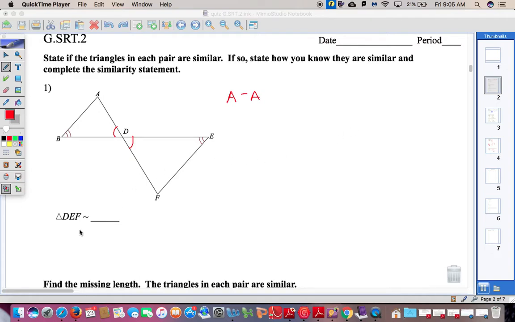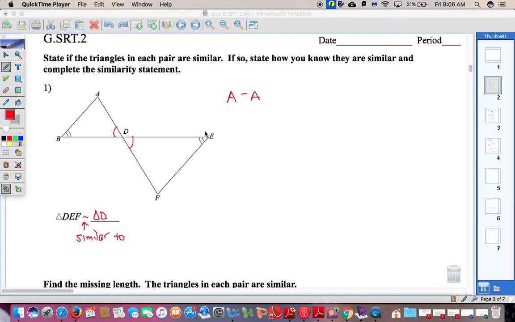Now, the similarity statement needs to be in a specific order, and what we're told is triangle DEF is similar to, that's what this symbol here means, similar to, and then we've got to put in the triangle that it's similar to. Well, the first angle D is going to be congruent to angle D. So we've got triangle DEF is similar to triangle D.